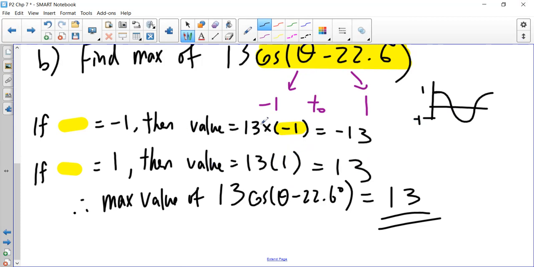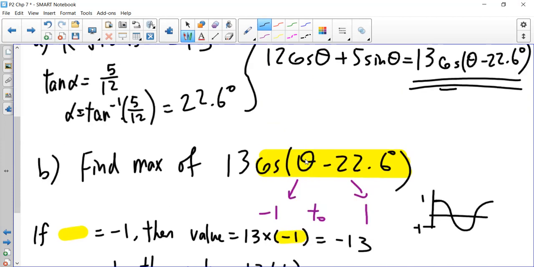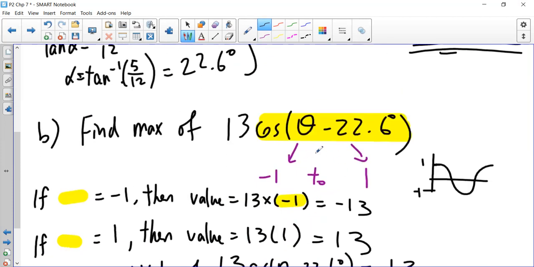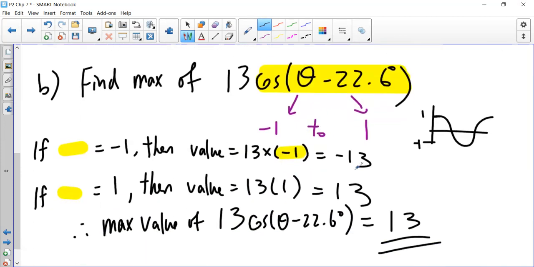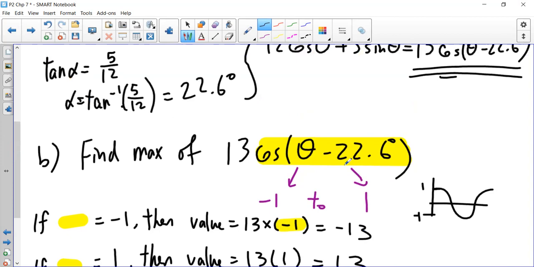So therefore, it is important to substitute both -1 and 1 to see which is bigger and which is smaller. If they want you to find a minimum, then your answer will be -13. If you find a maximum, this one is 13, right? So that's part B. So why don't we substitute the middle values? Because the middle values will only give you answers between -13 and 13, which doesn't mean anything anyway. We want to find the maximum or the minimum.